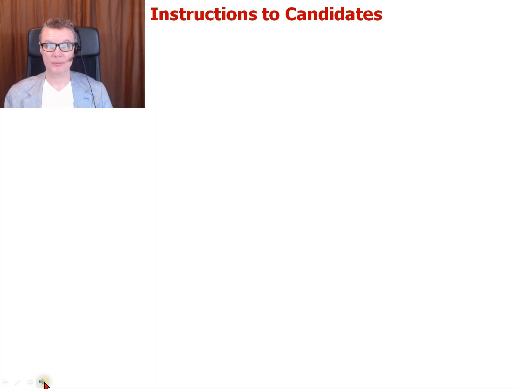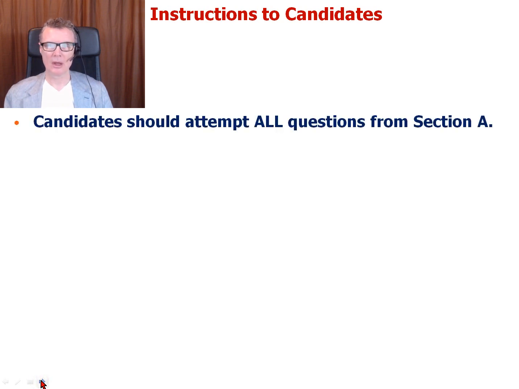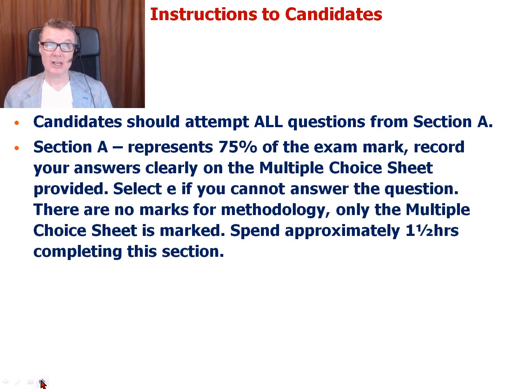So at the start of your exam paper, you'll find instructions which you should read, but this will help you. It will say that for section A, you should attempt all the questions in section A. Section A represents 3/4 of your mark for multi-choice, and if you can't find an actual answer and you think there's something wrong with the question, then you should select E.